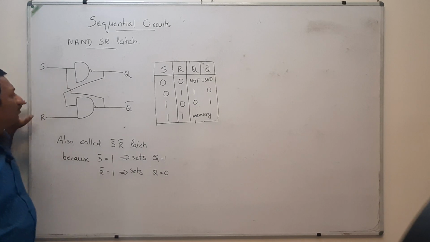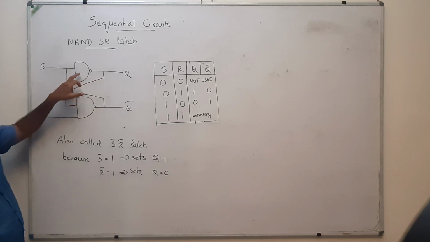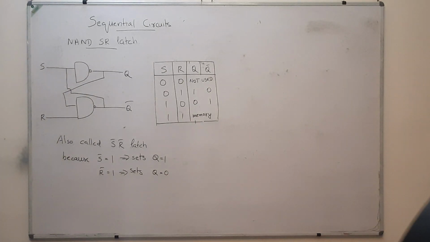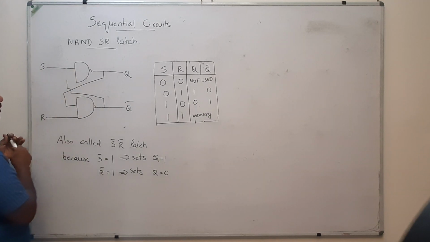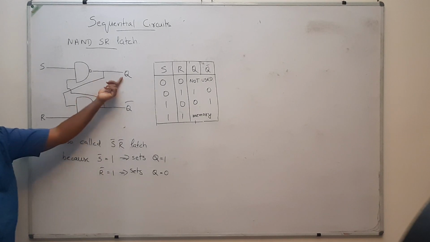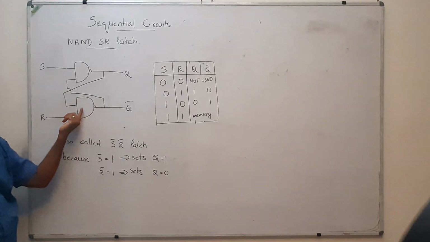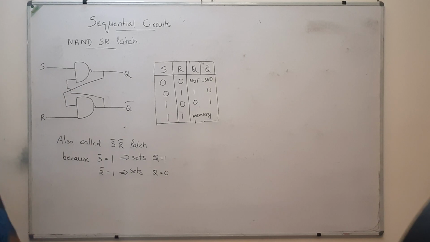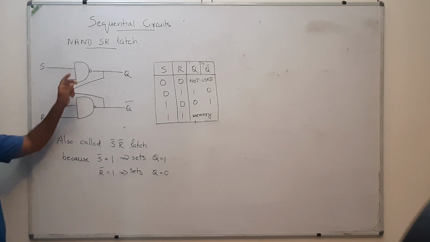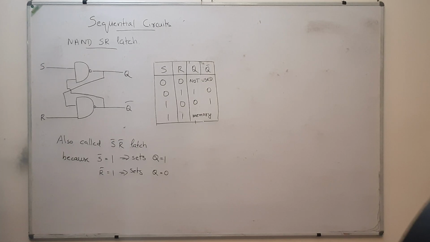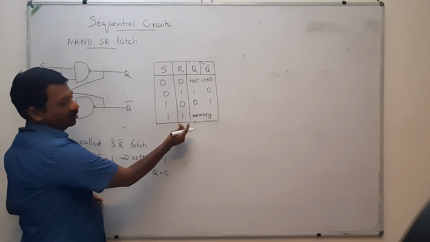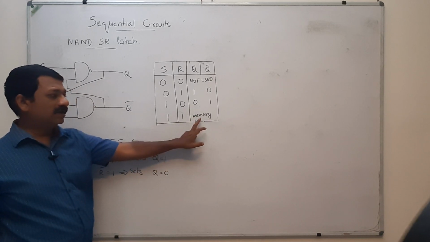Here, this is the representation. That means here we are using two NAND gates. The outputs are Q and Q bar. The output Q is fed as the input to the second NAND gate, and Q bar is the input to the first NAND gate. And here, when you are comparing this with the NOR SR latch, the difference is here 1 1. In the case of S and R both 1, the latch acts as memory.